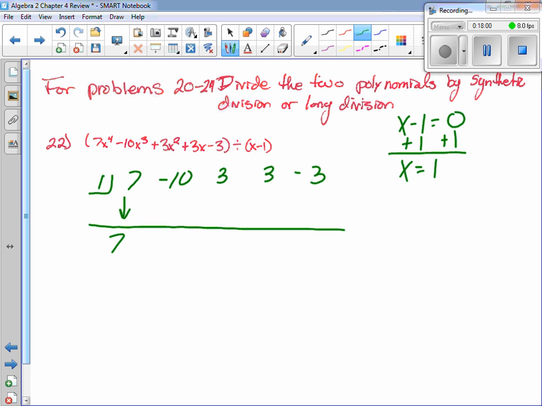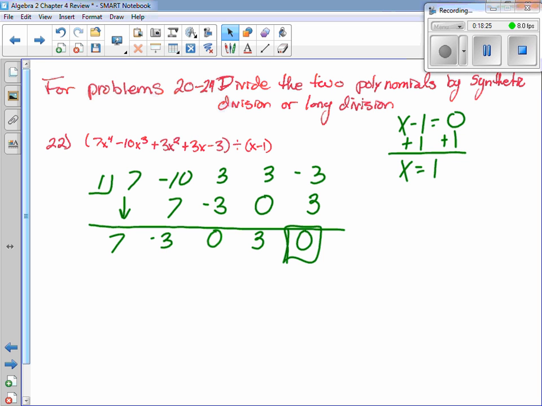Now we can do our multiplication. Well, 1 times 7 is? Negative 10 plus 7 is? 1 times negative 3. 3 plus negative 3 is? 1 times 0. 3 plus 0 is? And 1 times 3 is? Which gives us? So what that tells me is that x minus 1 divides into this evenly.